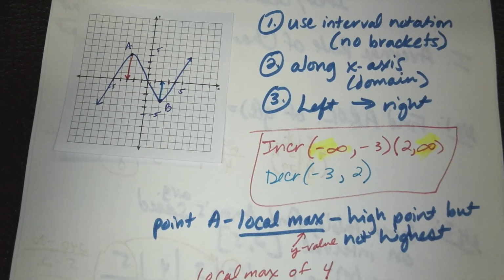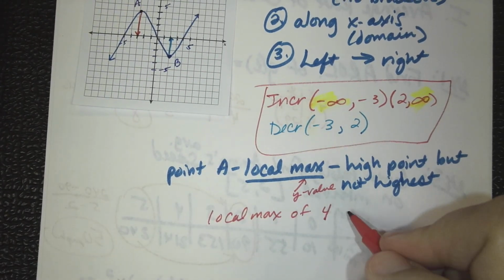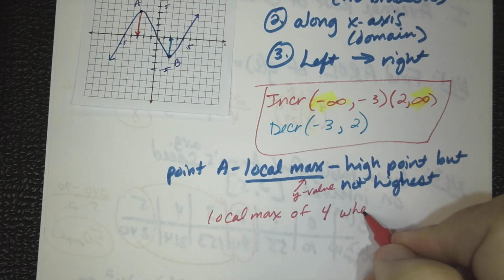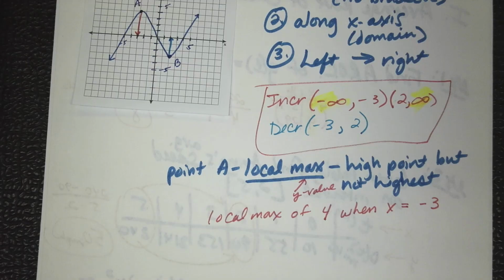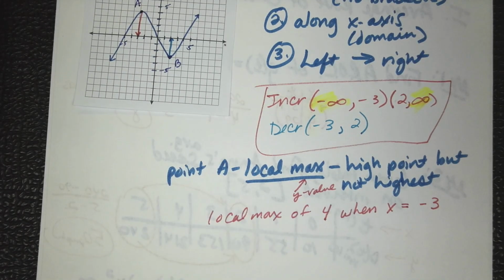I have a local max of 4. Look, watch. When x equals negative 3. That's what you have to say. Again, I have to teach you all this phraseology because that's what they use. I have a local max of 4 when x equals negative 3, etc. Okay, cool. Then what do you think B would be?